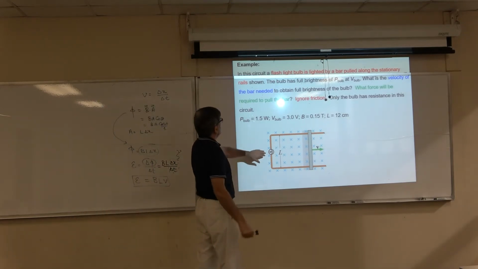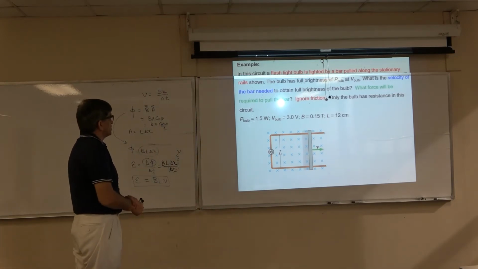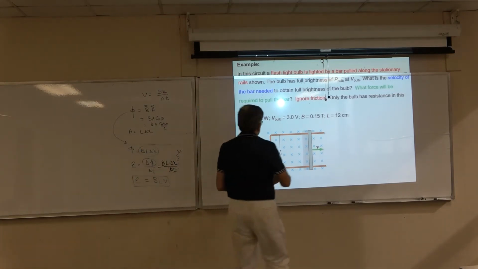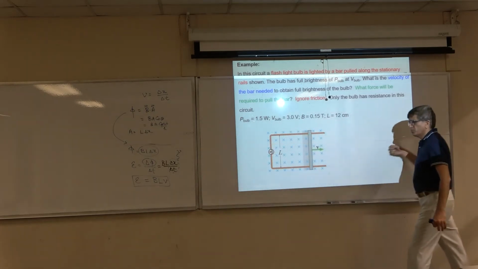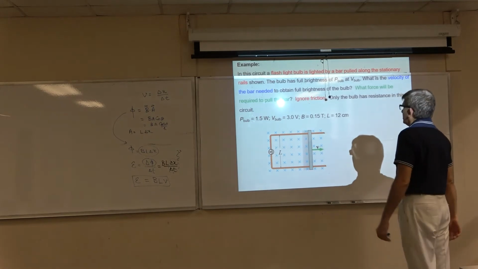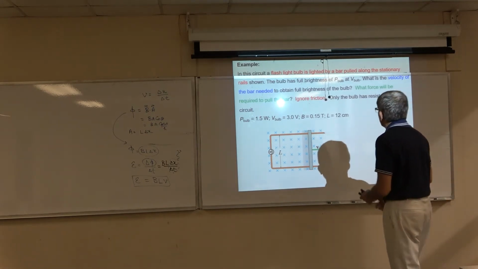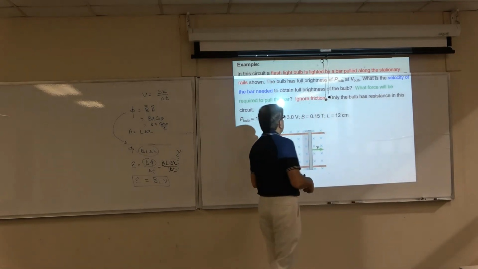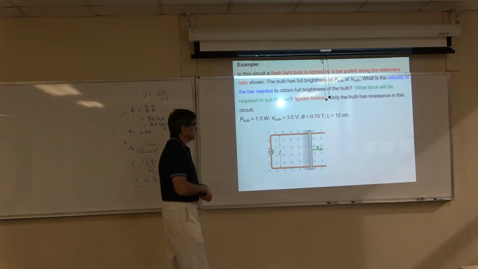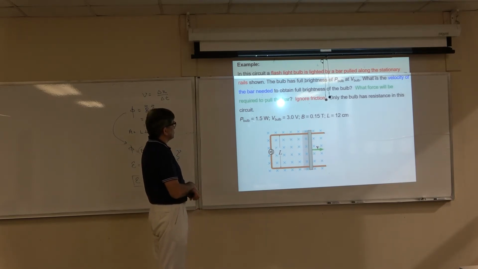a flashlight bulb is lighted by a bar pulled along a stationary rail. So the bar is being pulled towards the right. Now the bulb has a full brightness of power P at the voltage V of the bulb, whatever is the voltage crossing. What is the velocity of the bar needed to obtain the full brightness of the bulb?